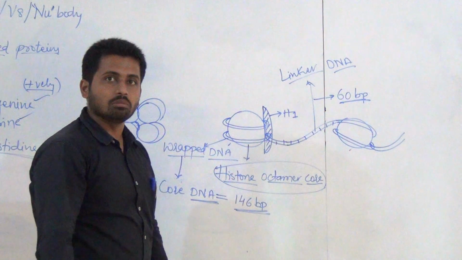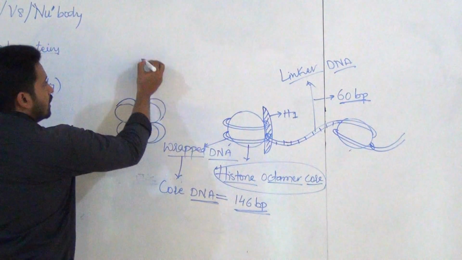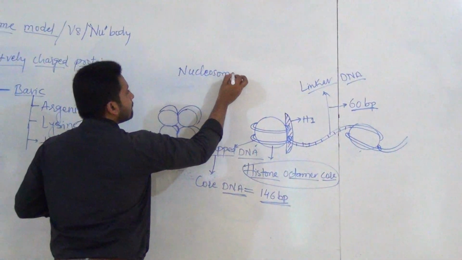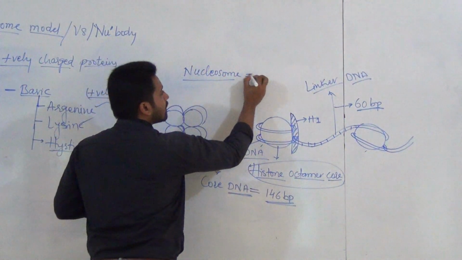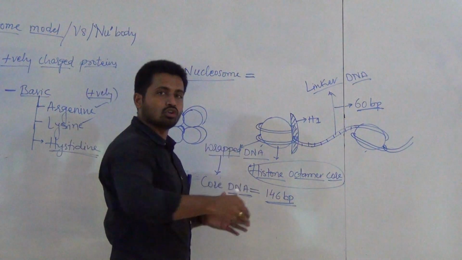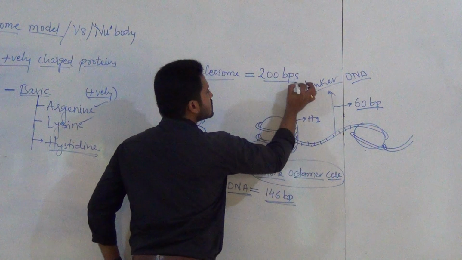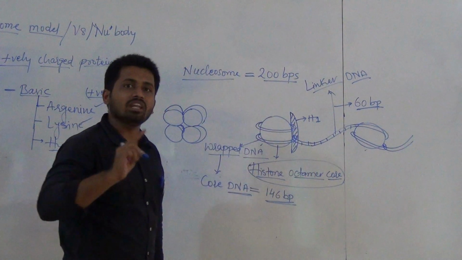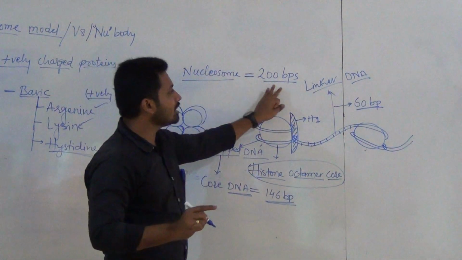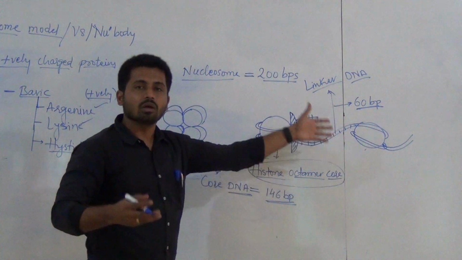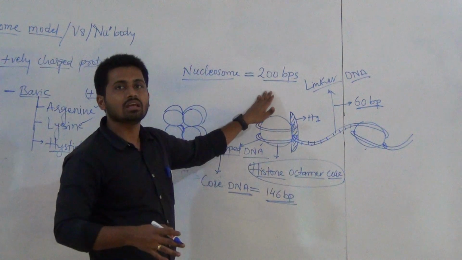It means, listen here, one nucleosome, according to NCERT, you follow that one, equals 200 base pairs. In one nucleosome, how many base pairs are there? That is 200 base pairs. How is that? 146 plus 60. Actually it will be 206, but according to the book you follow 200 base pairs.